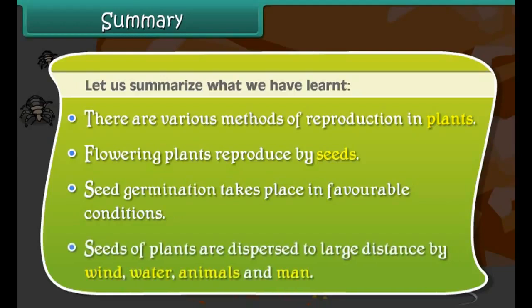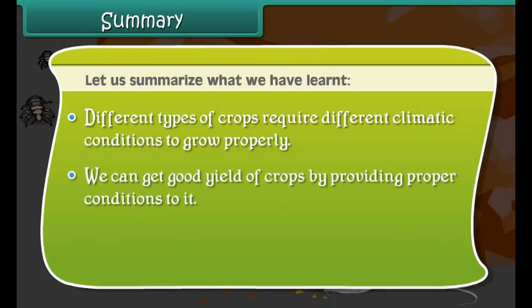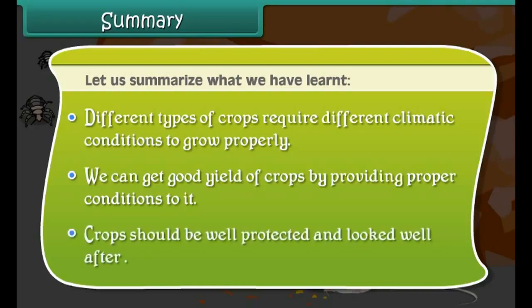Seeds of plants are dispersed to large distances by wind, water, animals, and man. Different types of crops require different climatic conditions to grow properly. We can get good yield of crops by providing proper conditions to it. Crops should be well protected and looked well after.